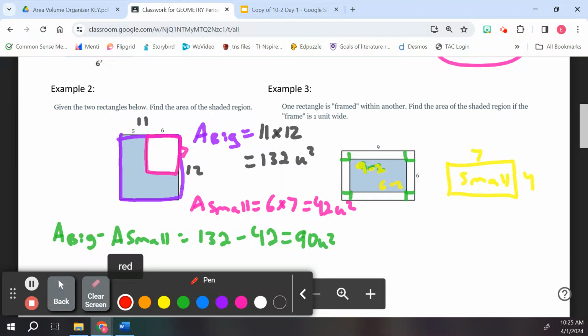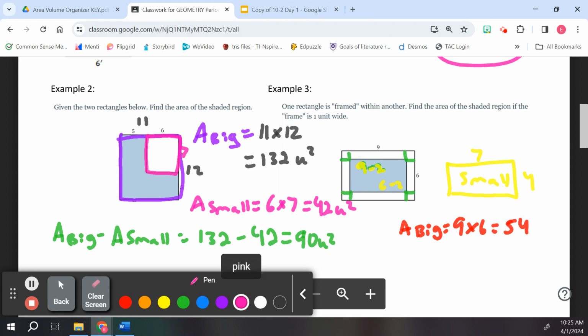So again, let's find the area of the big one. That's 9 times 6, which gives us a total of what? What's 9 times 6? 54. And then we're going to do the area of the small part, which is 7 times 4, which is what? 7 times 4 is 28.